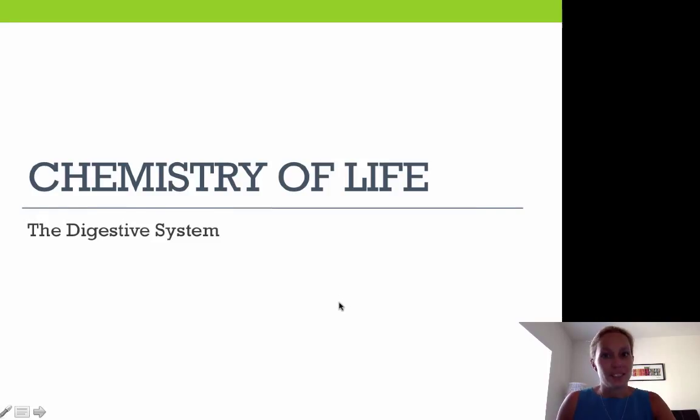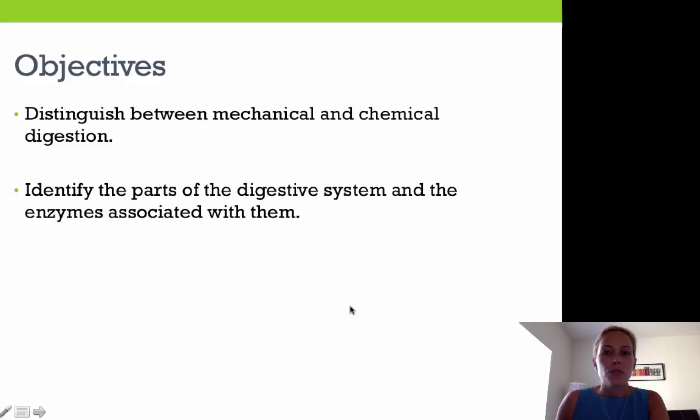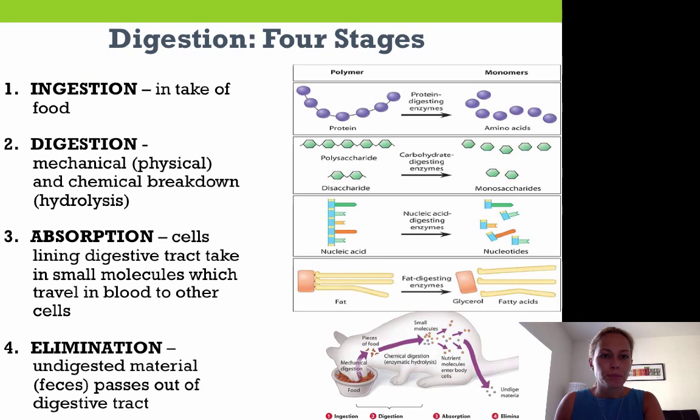About the digestive system. So our objectives for this video lecture are that we are going to distinguish between mechanical and chemical digestion, and then as we walk our way through, or should I say be ingested, through the digestive system, you're going to be able to identify the parts of the digestive system as well as the enzymes associated with each part of the digestive tract.